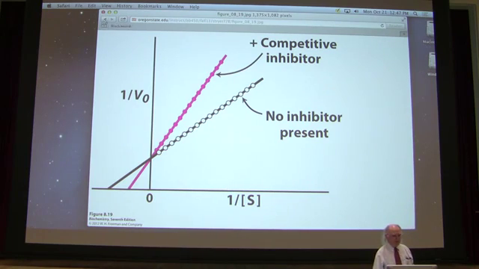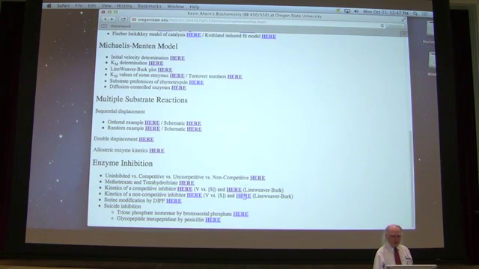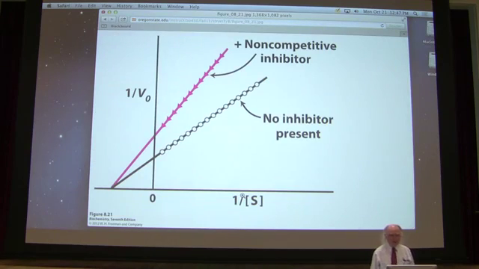Okay? And I'll say a little bit more about it next time, but I'll show you the same plot for non-competitive. And we see the opposite thing. We see the same Km, but we see a change in Vmax.